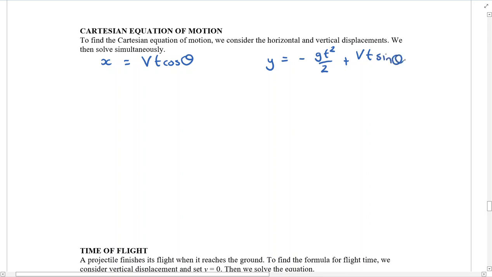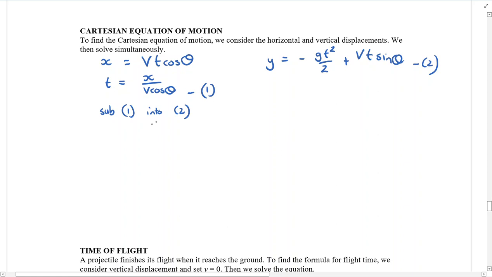Now, to solve these simultaneously, I'm going to have to sub one into the other, and I want to eliminate the t, which means I want to get t by itself. The first equation is going to be the easiest one to do that. So let's get t equals x divided by v cos theta. That's going to be my equation 1. This one over here is my equation 2. And I'm going to sub equation 1 into equation 2.